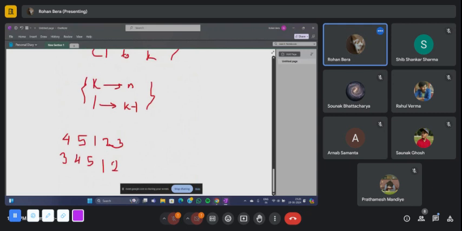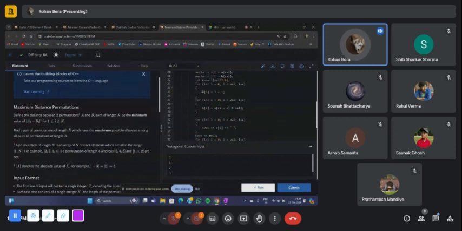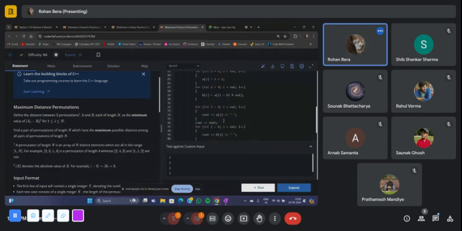Okay, so this is what I've done. I have stored this value: the last two numbers of this particular array will be stored in the first two values, and the rest of the elements will be the first two elements of this particular array. Fine.